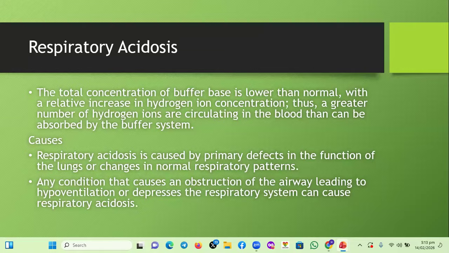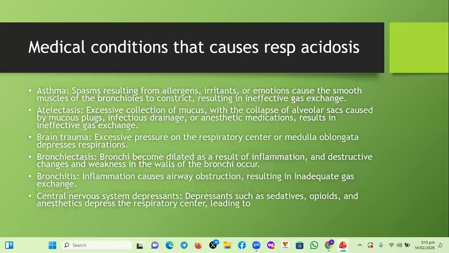And so any condition that causes an obstruction of the airway leading to hypoventilation. When we say hypoventilation, the individual is not able to breathe well, so the respiratory pattern reduces. When the respiratory pattern reduces, the body is not able to bring out carbon dioxide. Or when the respiratory system is depressed, it can cause what we call respiratory acidosis. So let's look at the conditions. At least we need to know them.